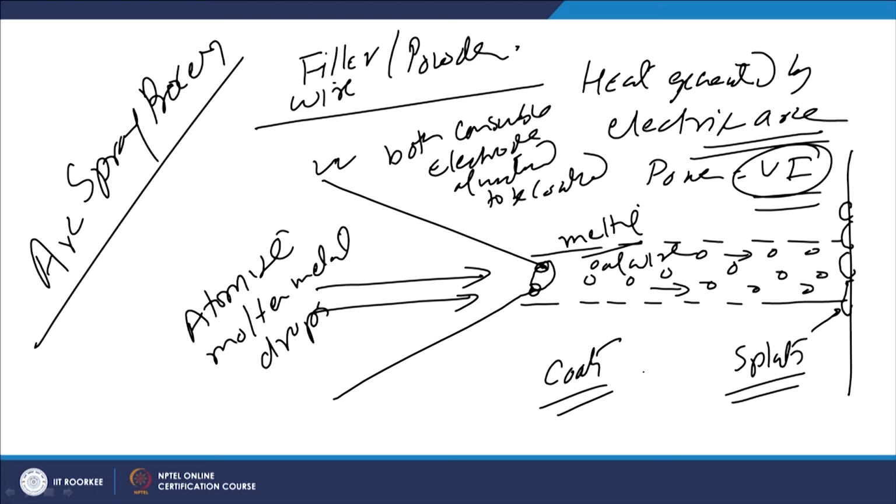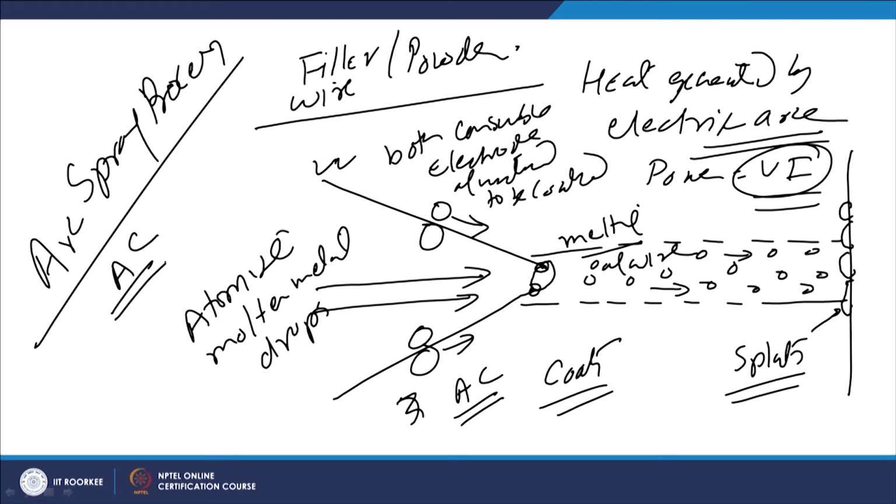Since both wires are consumed in this process, these wires need to be fed automatically during this process. During arcing, heat should be generated equally on both sides of the filler wires, so that the consumption rate of both the electrodes or wires is the same. For this purpose we use AC for establishing the arc between the filler wires. So, for arc spray basically we use AC.